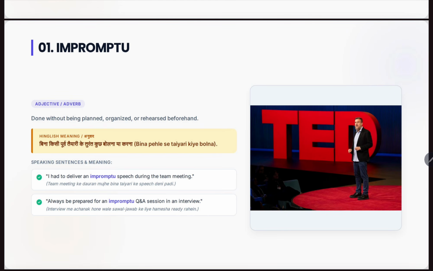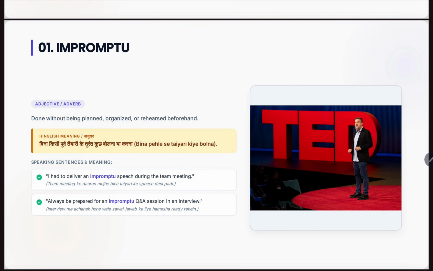For example, here is the example. I had to deliver an impromptu speech during the team meeting. If you assume that you are not prepared, you have not searched anything, and suddenly your teacher calls you, please come on the stage and give a speech on any topic. If you are able to give a speech, you are giving an impromptu speech.